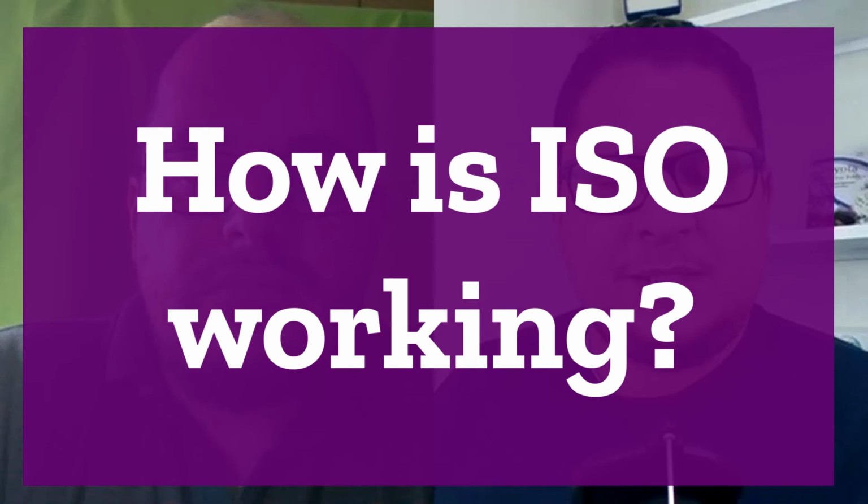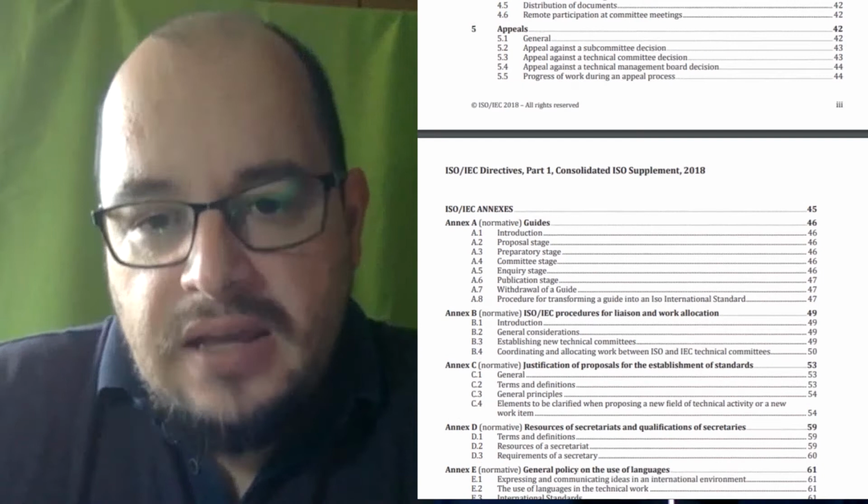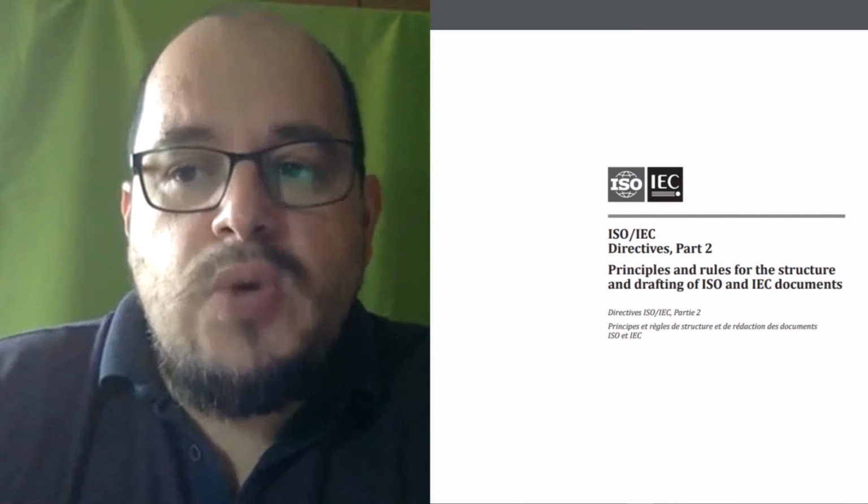The process is clearly defined in two documents that we call the ISO/IEC directives. The first one details how the work is done: how standards are created and how technical committees work. For example, you have to have a chair and a secretary, what they have to do, what members are expected to do, how meetings work, including the flow chart on how standards are developed.